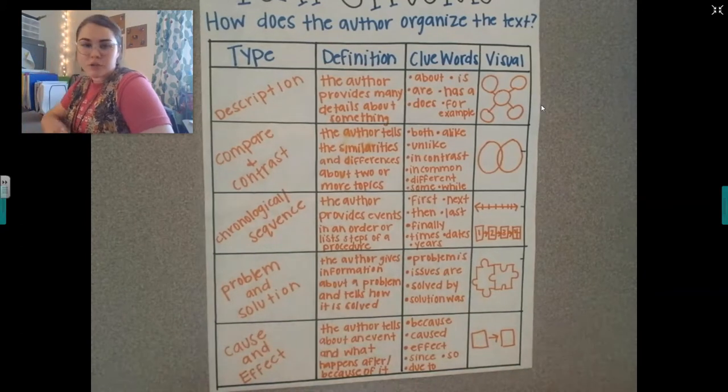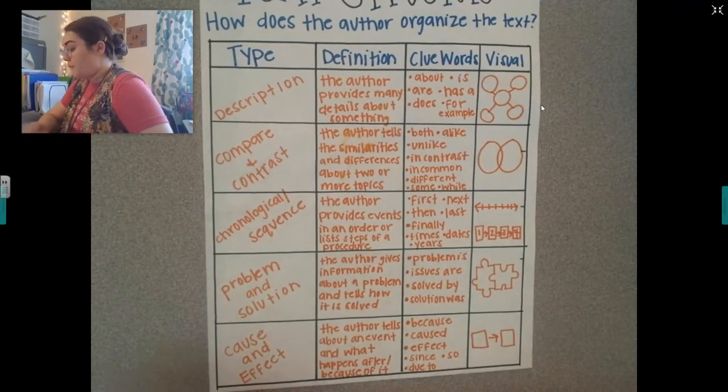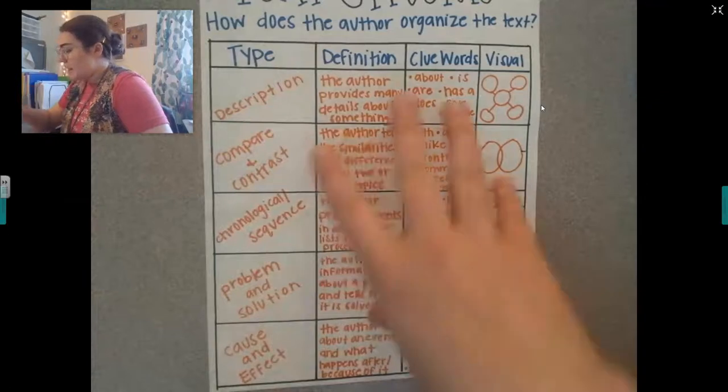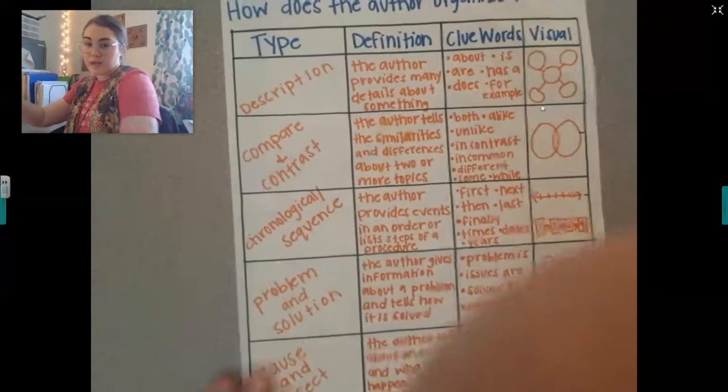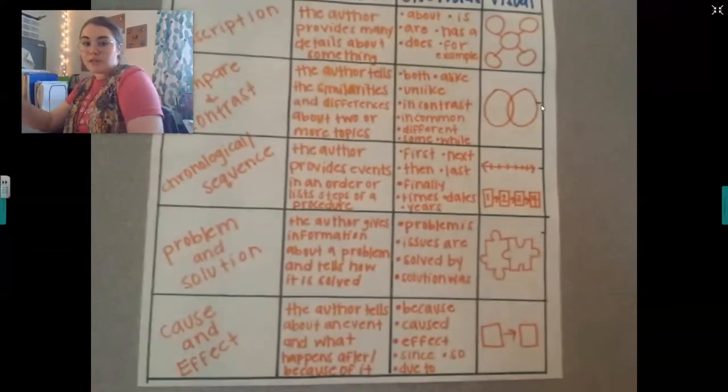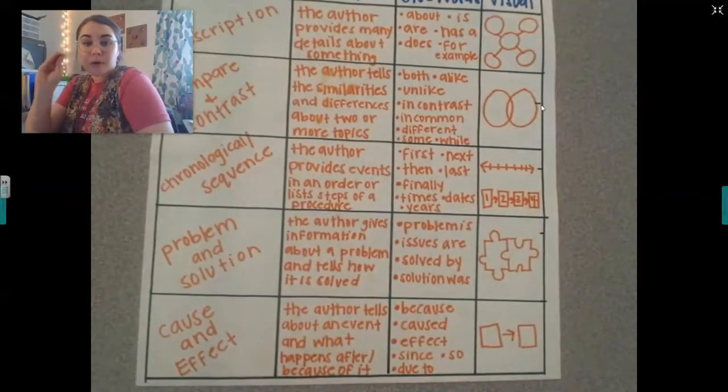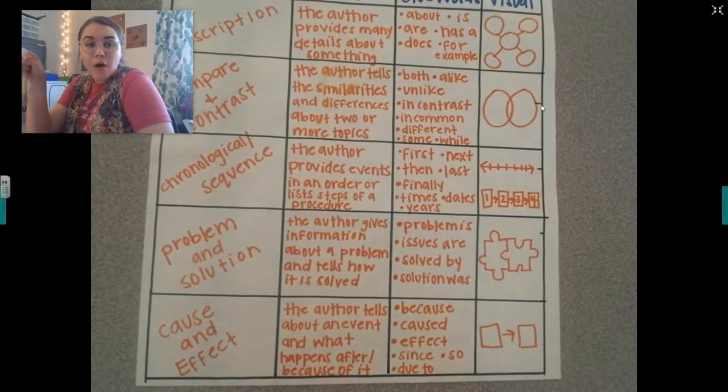Next, we have problem and solution and cause and effect. These 2 are the hardest ones, in my opinion, out of all 5 of them because they're hard to differentiate between the 2. It's hard to tell which one is which. So when you think of problem and solution, this is when an author gives you information about a problem and tells you how it is solved.